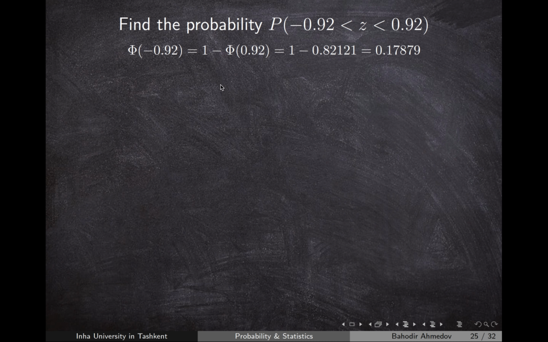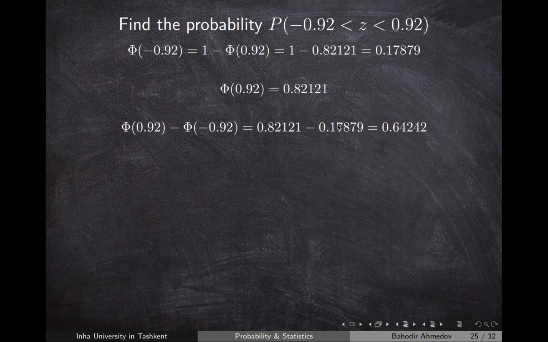So now, if I would like to find the area between minus 0.92 and plus 0.92, I need to find the area until 0.92, then I need to find the area until minus 0.92, then I need to subtract them. So the area until 0.92 is equal to 0.82, and the area until minus 0.92 is equal to 0.17, and the area between 0.92 and minus 0.92 is going to be 0.64.